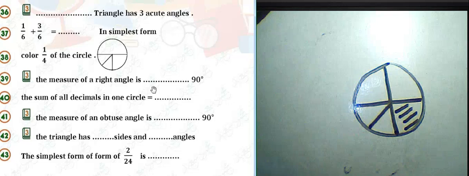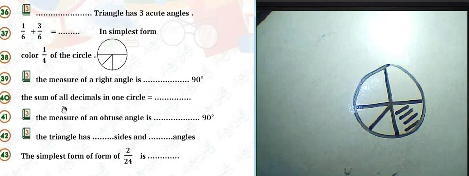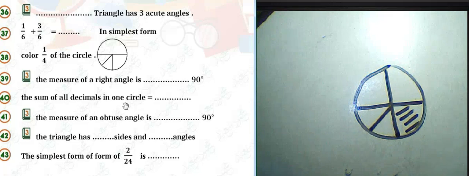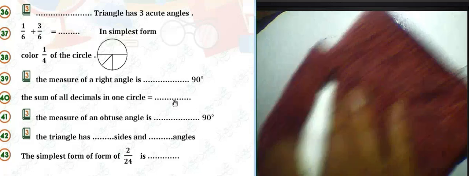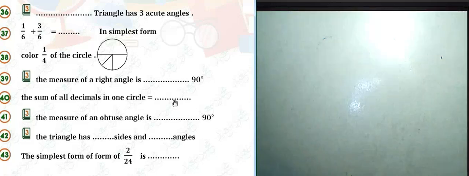The measure of a right angle equals 90 degrees. The sum of all decimals in one circle equals 1. The sum of all decimals in a circle is 1. The measure of an obtuse angle is greater than 90 degrees.